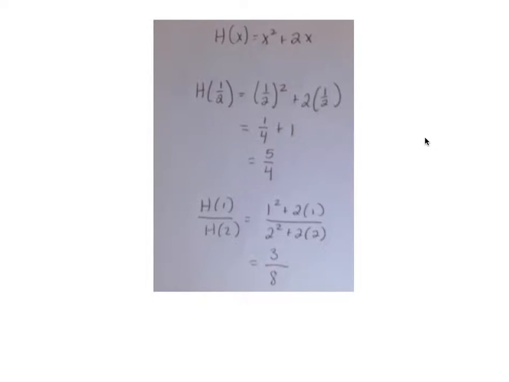And here are the answers. I have h of a half. We're just plugging in a half for each of the x values there. And then I have h of 1. I plugged in 1 into h of x. And I plugged in 2 to get h of 2 down here. And I simplified. Notice how these two values are different. H of 1 over h of 2 is different than h of a half.